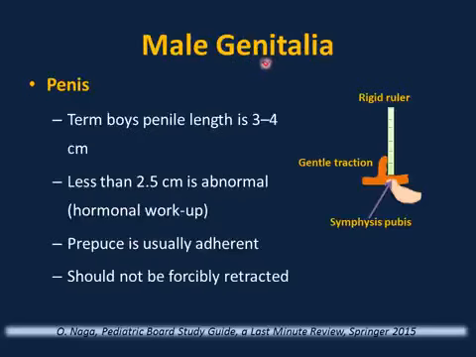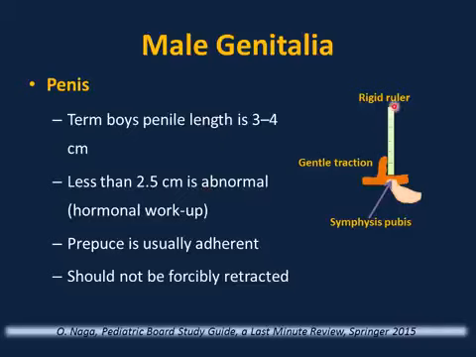Careful examination of male genitalia to rule out any associated problem, for example, hypospadias, epispadias, chordae, ambiguous genitalia. Very important to be able to differentiate between micro penis and buried penis. The term boy's penile length is between 3 and 4 centimeters. This is normal. Less than 2.5 centimeters is abnormal.